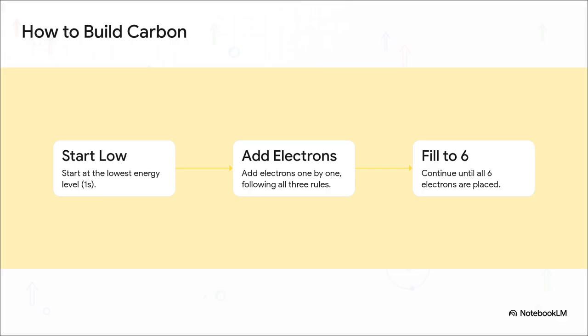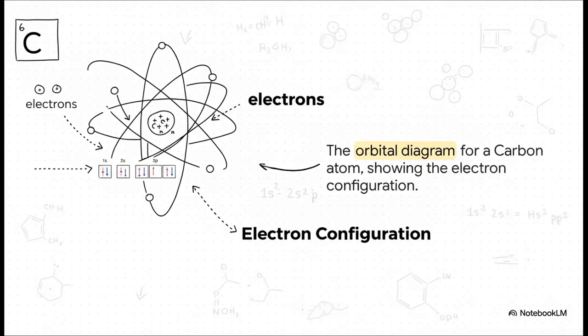The process here is really straightforward. We're going to start at the very beginning of our energy roadmap. We'll add our 6 electrons one at a time, and we'll apply our 3 rules, Aufbau, Pauli, and Hund, every single step of the way. Let's do it. So this is our destination, the final orbital diagram for carbon. But how do we get there?